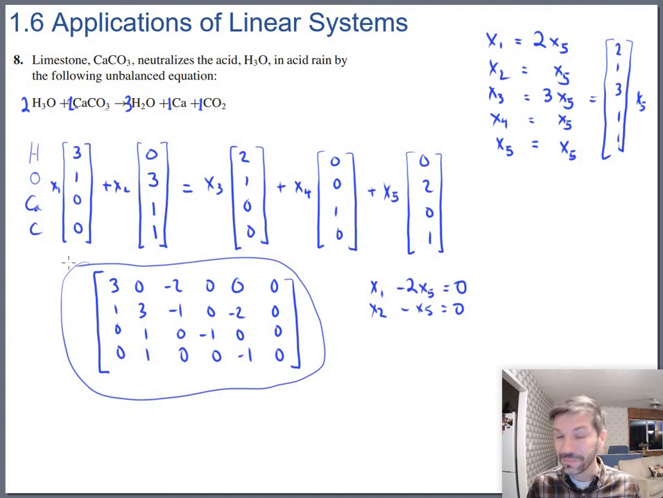So probably for simple chemical equations to balance this is overkill. But if it's a little more complex, this is a nice way to take advantage of the power of linear algebra and let it do some of the grunt work for you so that your brain power is free to do more complex things. All right, we'll look at one more application in the third video.